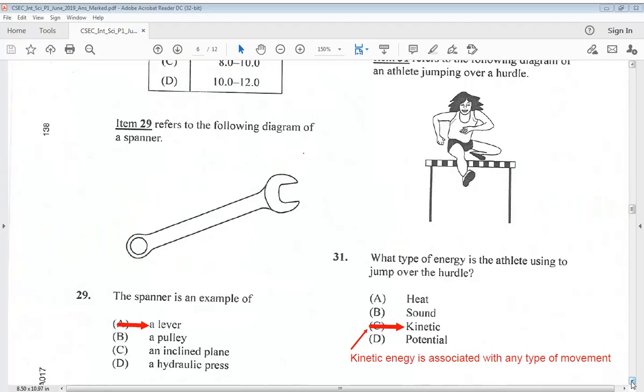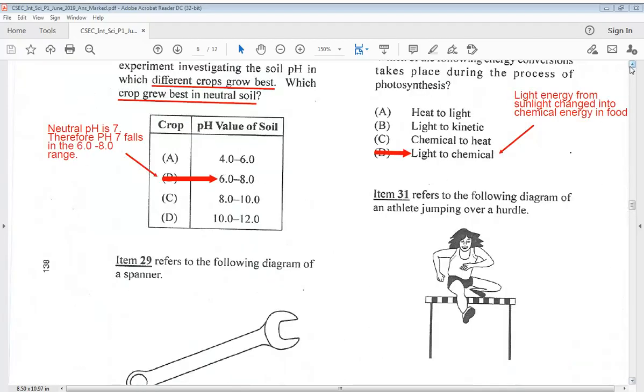Item 29 refers to the following diagram of a spanner. The spanner is an example of A, a lever, B, a pulley, C, an inclined plane, D, a hydraulic press. The answer is A, a lever. Let's go on to number 30.